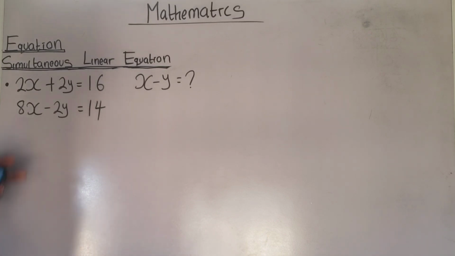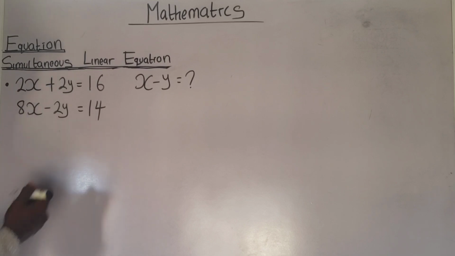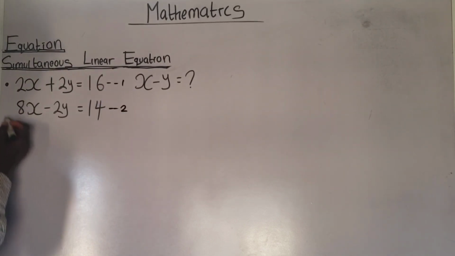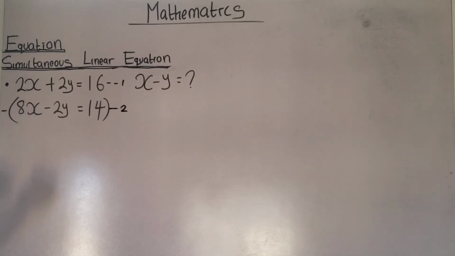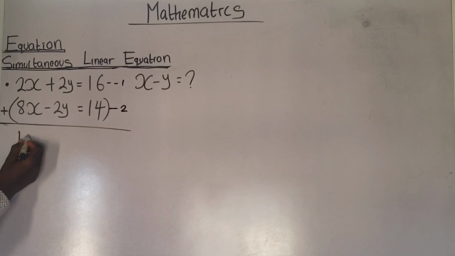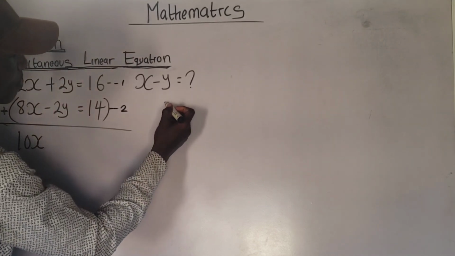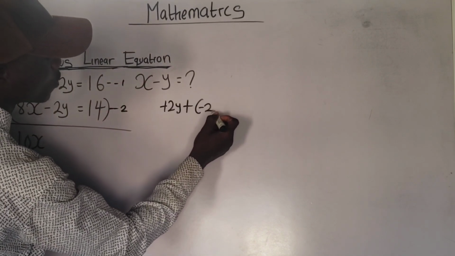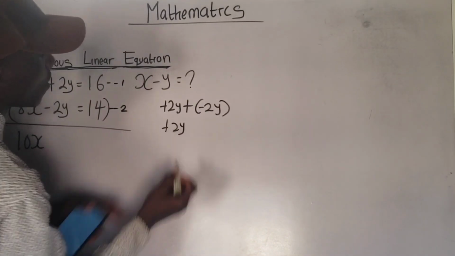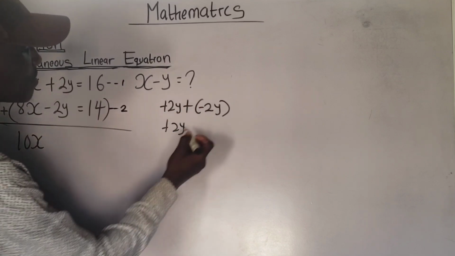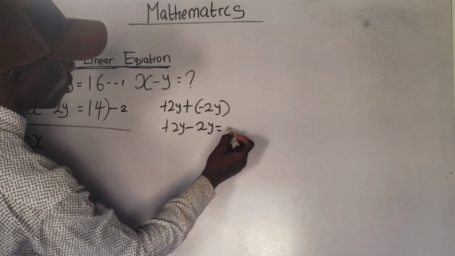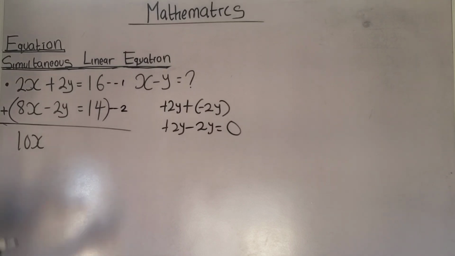So now we are going to add both equations to eliminate the value of y. Are you paying attention? Let's call this equation 1 and let's call this equation 2. Now adding equation 1 and equation 2, I'm going to have 2x plus 8x. 2x plus 8x is 10x, you understand? And plus 2y plus negative 2y. Plus multiplied by minus gives negative, so I'm going to have negative 2y. That's what? 0, you understand?